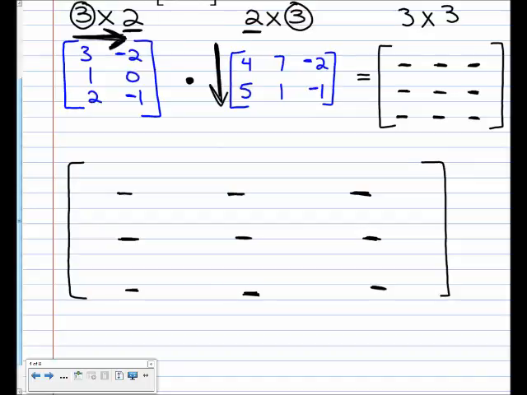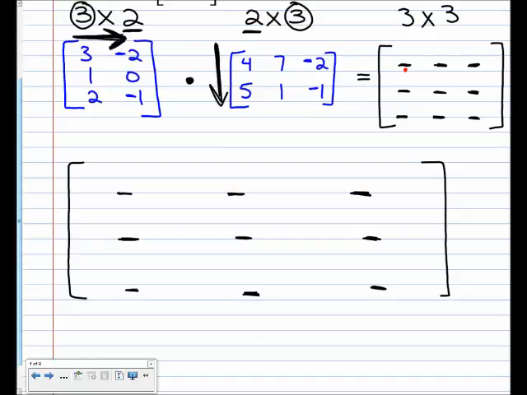You got to do rows of the first one times the columns of the second. Here's why. Let's look at this one here. This is going to be a number in my answer. That number is in the first row and the first column. Does everyone see that? The first row and the first column. So I'm going to multiply the first row times the first column and get one number.